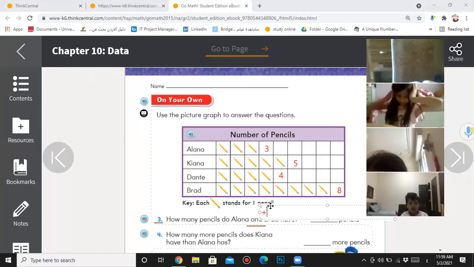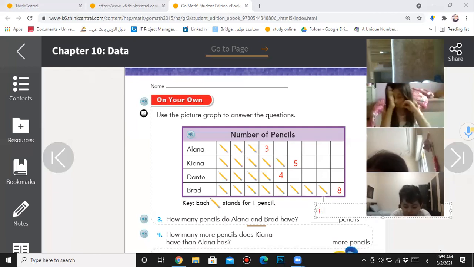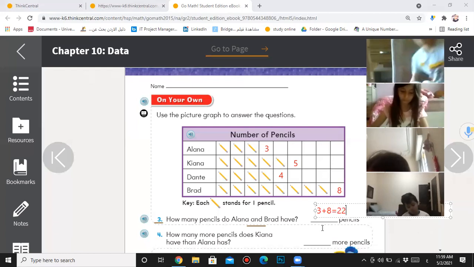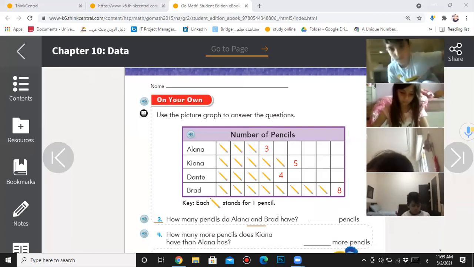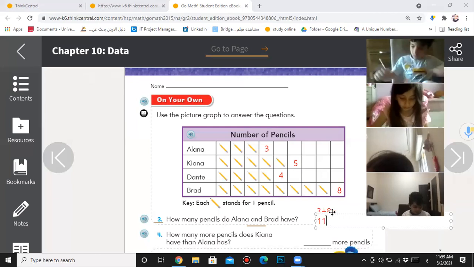Which two numbers? 8 and 3. Alana has 3. Brad has 8. Because the word and means plus, we're going to add 3 and 8. So the answer is 11. We should write 11 here. Please, guys, practice more.